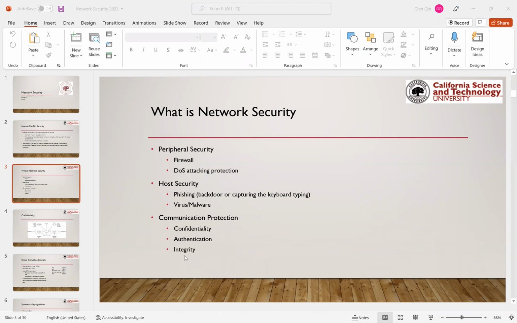The third thing is called integrity. Integrity means we want to make sure the message sent to you has never been changed, altered, or had any additional information added to it. They send it, and this is the original message. So these are the three things you take home today: confidentiality, authentication, integrity.